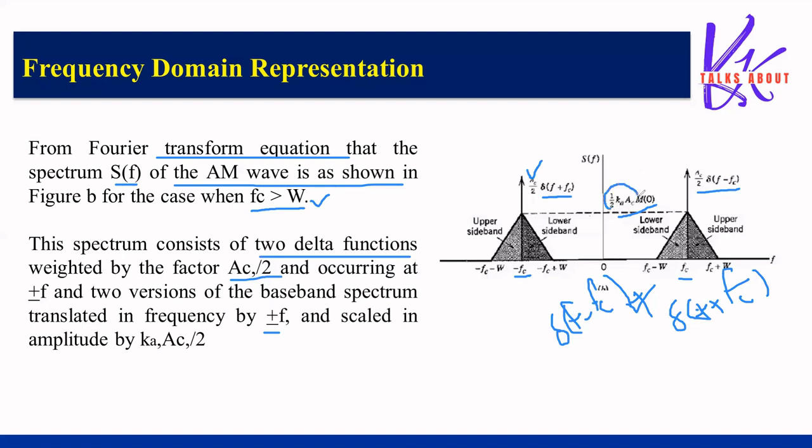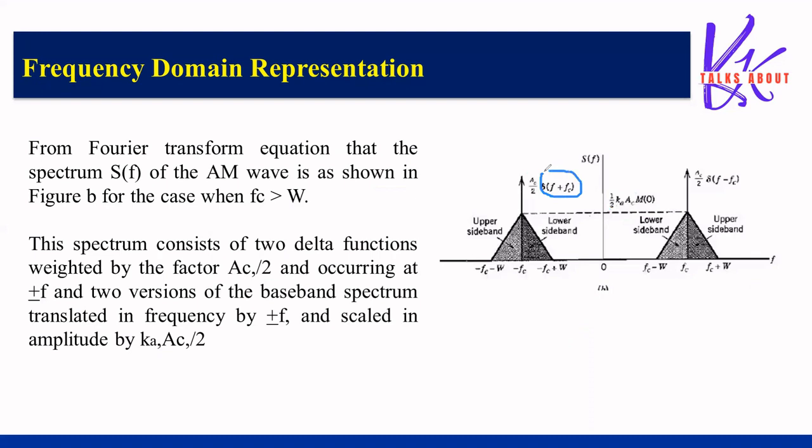So what is the amplitude? With the modulated equation, the amplitude of your sidebands is given as 1 by 2 Ka into Ac by 2. So it has two delta functions, one at f plus fc and the other at f minus fc, having a weight of Ac by 2, and the sidebands having an amplitude of half of Ka Ac by 2. Now, let us move further and see where this upper sideband and lower sideband are located.